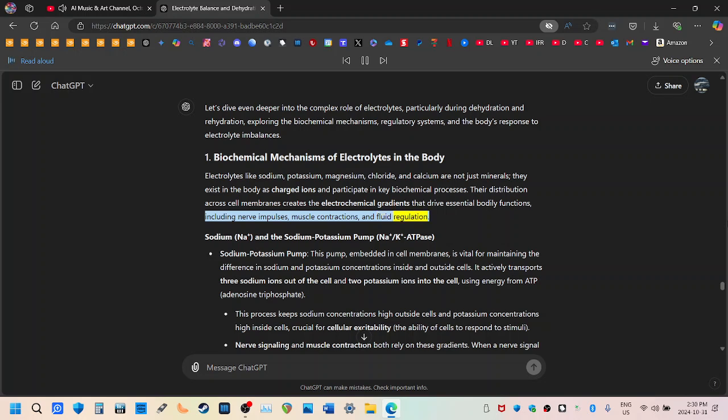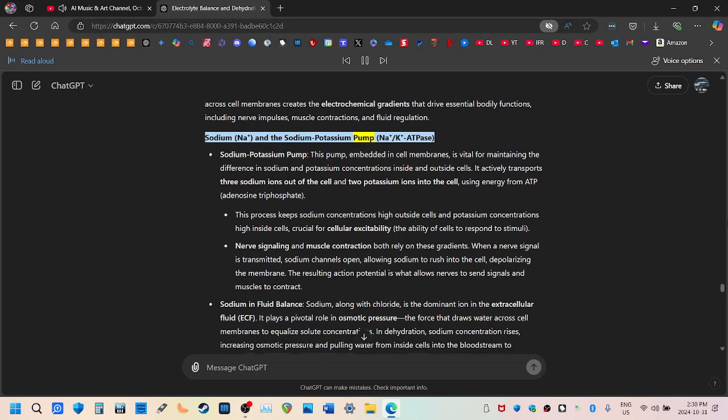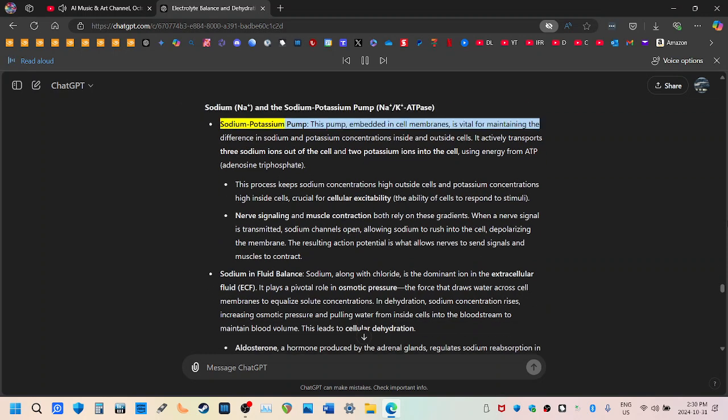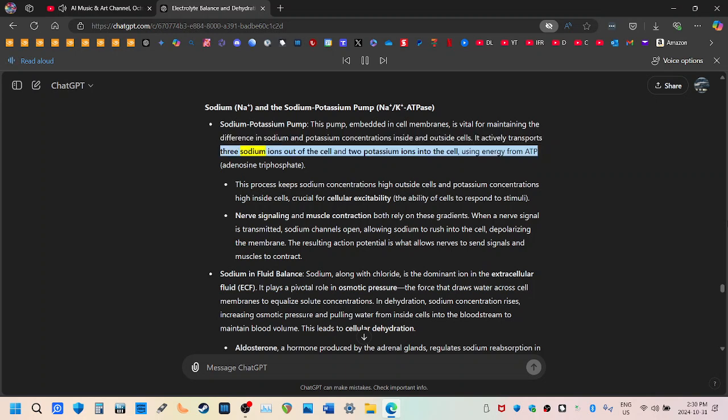Sodium, Na, and the sodium-potassium pump, Na-K ATPase. This pump, embedded in cell membranes, is vital for maintaining the difference in sodium and potassium concentrations inside and outside cells. It actively transports 3 sodium ions out of the cell and 2 potassium ions into the cell, using energy from ATP, adenosine triphosphate.